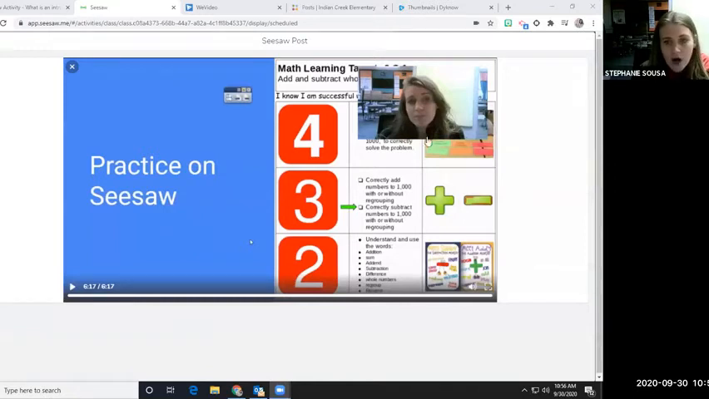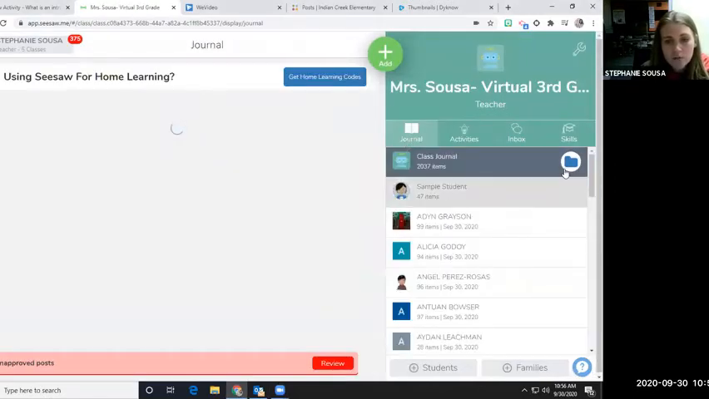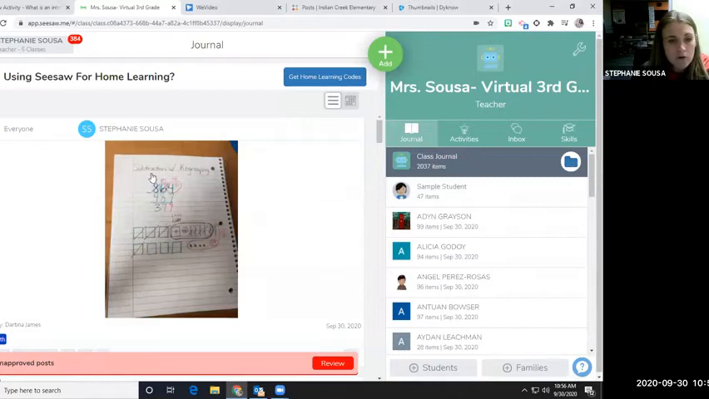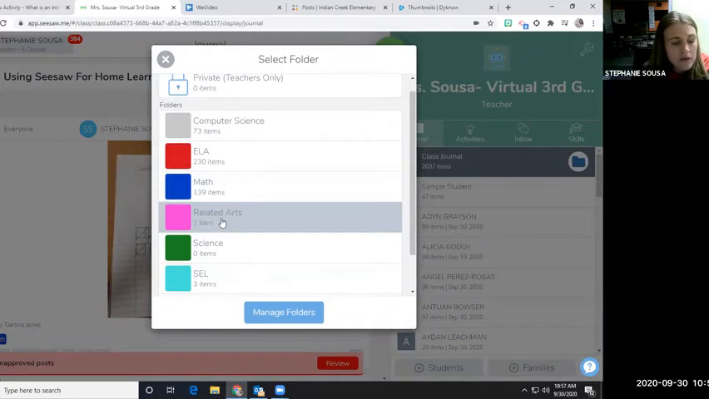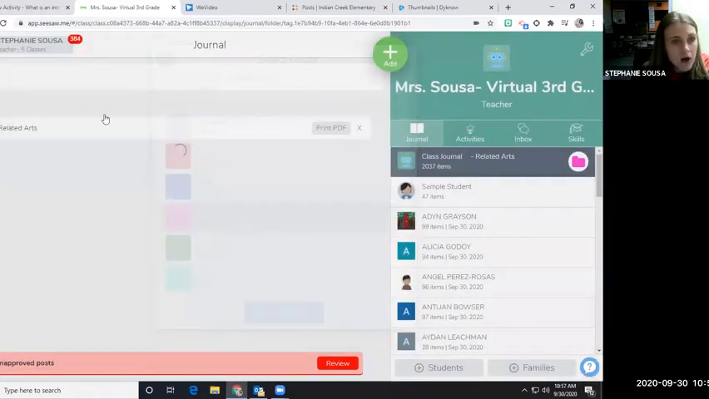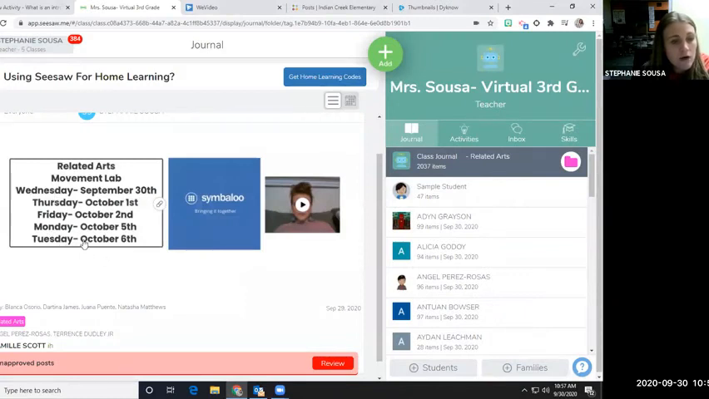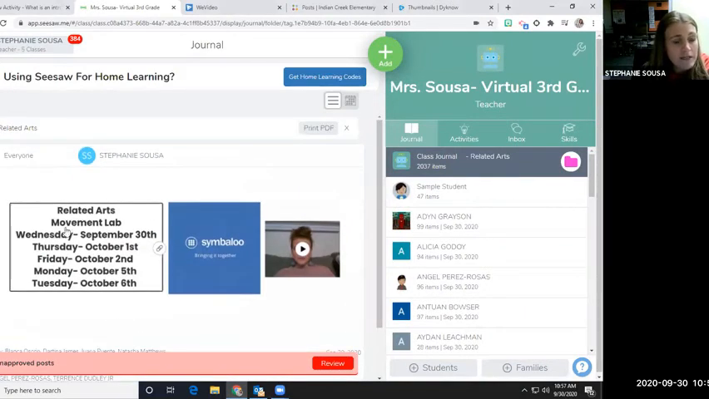On Seesaw, inside of your journal, when you go to your folders icon, oh look, there's the notes I took, haha. When you go to your folder icon, you will see that there is a new folder called Related Arts. Right here, it's pink. Inside of Related Arts, I have uploaded the schedule for the rest of the rotation that we're on right now. So today you start your movement lab.